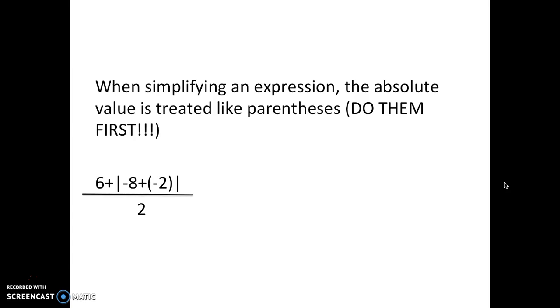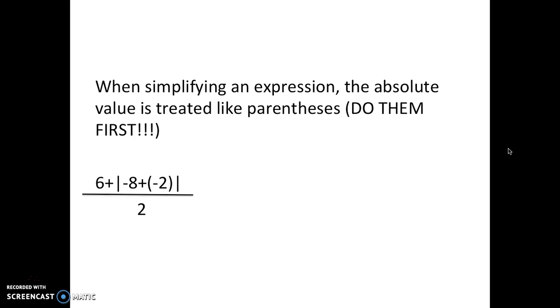When simplifying an expression, the absolute value is treated like parentheses, which means do them first. So remember, when we simplify expressions, we have to abide by order of operations, or PEMDAS. And the first thing that we have to look at when we do PEMDAS is P, parentheses, or order of operations. P is parentheses.